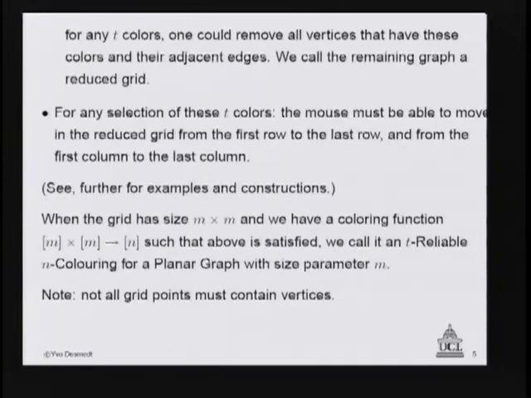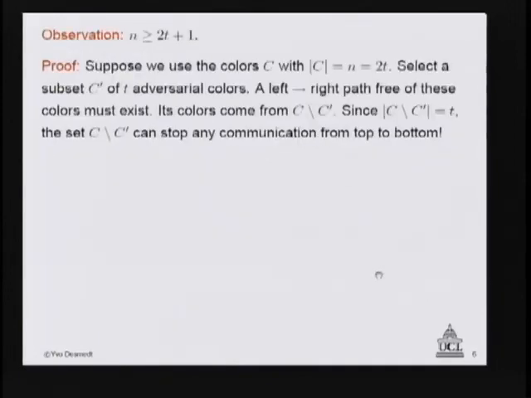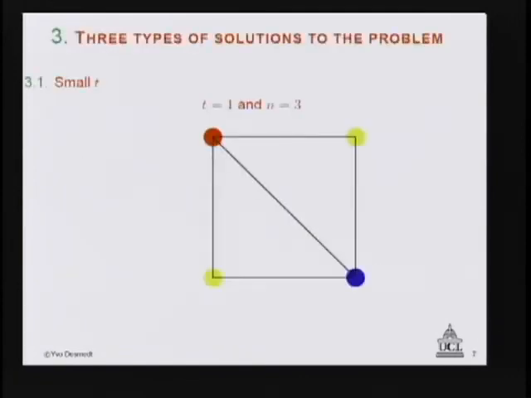And if we have such a solution in which we use n different colors in total, which is reliable for the parameter T, that means we can remove all the nodes of up to T different colors, then we basically say that we have a T reliable n coloring for a planar graph with size parameter m. Let me give you an example. I first go to the example and then go back to the observation.